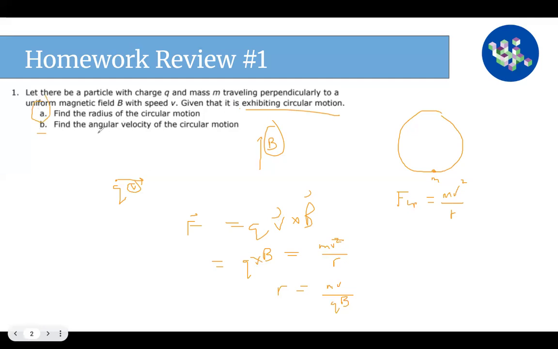Now, if we want to find the angular velocity of the circular motion, we'll remember that we have v equals omega times r. We found r already. We also know what v is. So then omega would just be v divided by r, and we'll find that it will equal qB divided by m. Okay, so that's our answer to part B. This is our answer to part A.